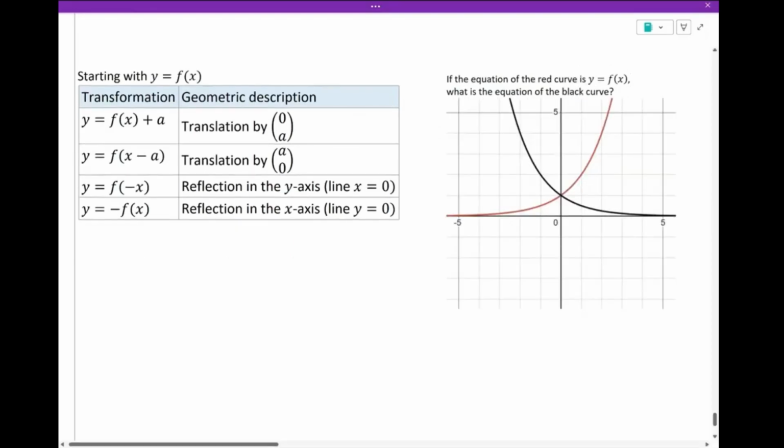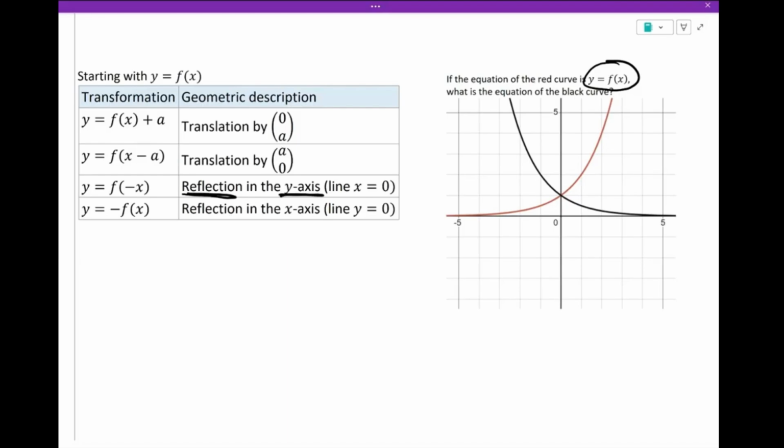It says if the equation of the red curve is y equals f of x, what is the equation of the black curve? The first thing I noticed when comparing these is they seem to have been flipped over. So this time I think we are considering a reflection, so we're looking in one of our bottom rows. Is the reflection in the y-axis or the x-axis? It seems to be flipped horizontally, so our reflection should be in the y-axis. So we're looking at my third row.